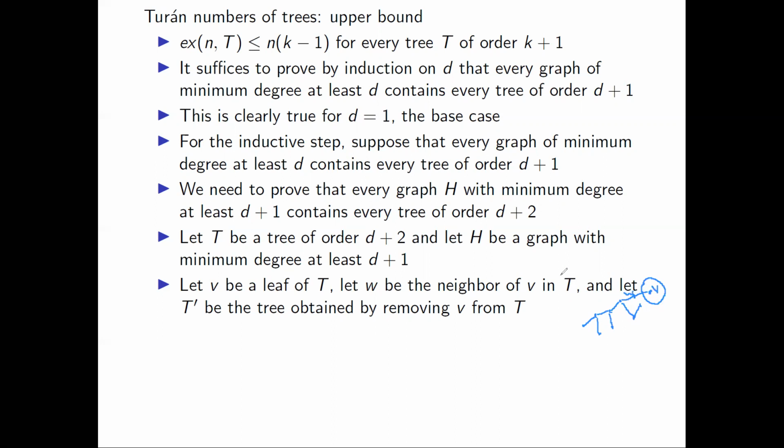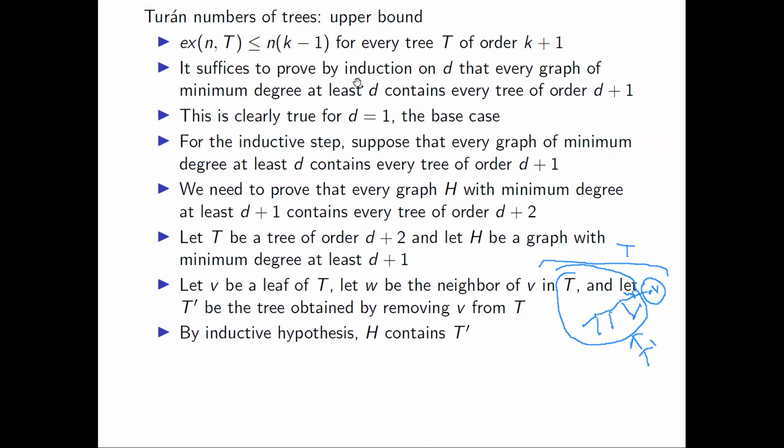And we look at a smaller tree that we get by cutting V out of T. So this smaller tree right here is T prime. And the whole thing is T. So we have the whole tree is T, the leaf is V. There could be multiple leaves. We just pick one of them as V. The neighbor of V is W, and the tree obtained by cutting V out of T is just T prime.